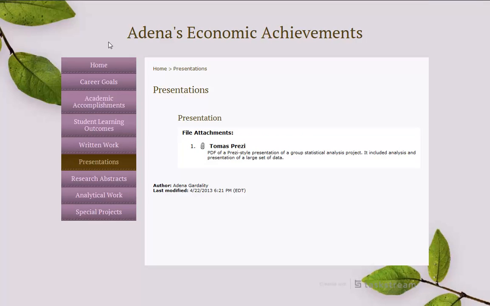Under presentations, this is for your oral communication, and generally we don't have videotapes of your presentations, so instead you upload your supporting documents, so your PowerPoint slides, your Prezi slides, etc.